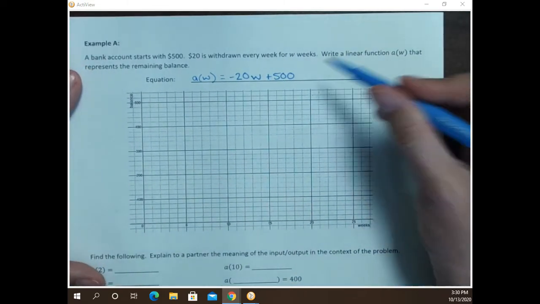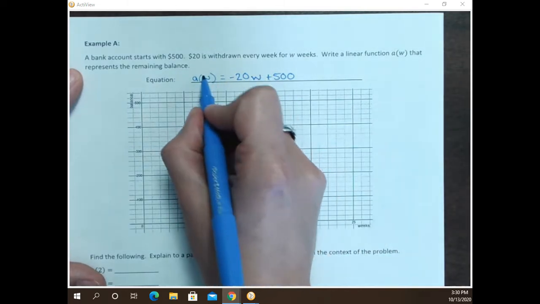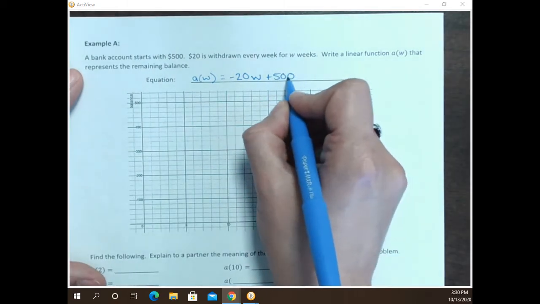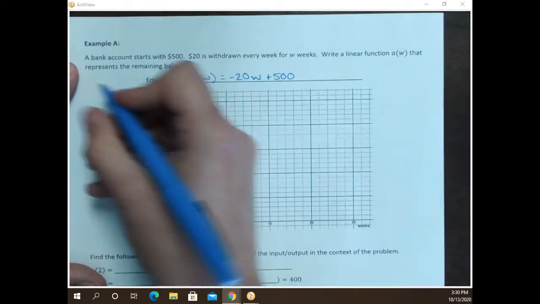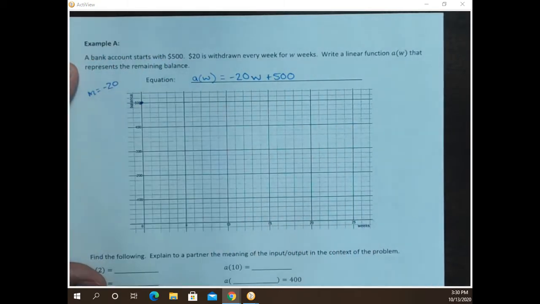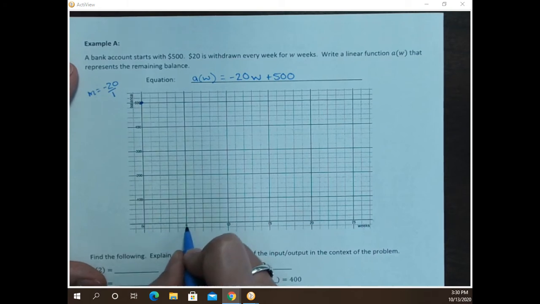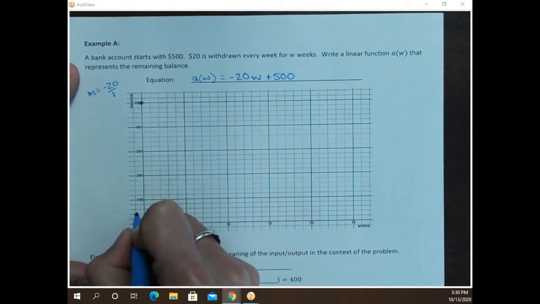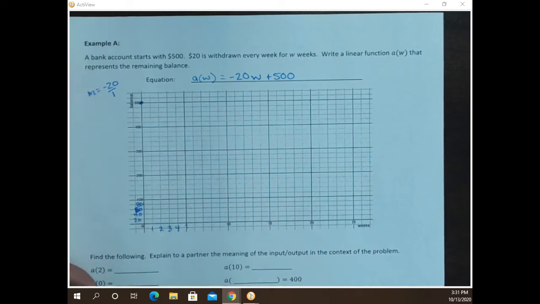Now if I go to graph this, this is slope-intercept form, right? Y equals mx plus b. So there's my y-intercept at 500. And then my slope would be -20, or I can think of that as -20 over 1. Okay? So pay attention to your scale on your graph. Here's 0 and here's 5. That means my x scale is going by 1s. On my y scale, here's 0 and here's 100. So that means my y scale is going by 20s: 60, 80, and then 100.